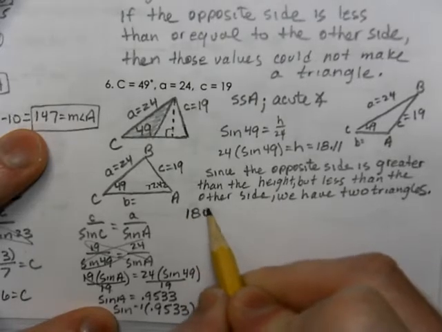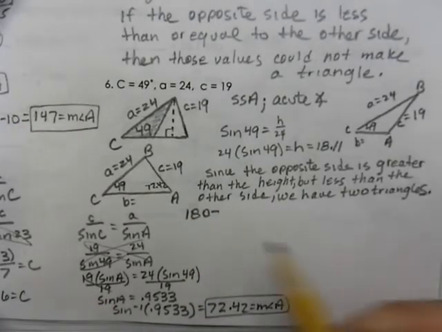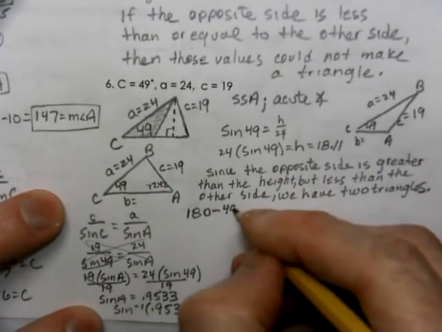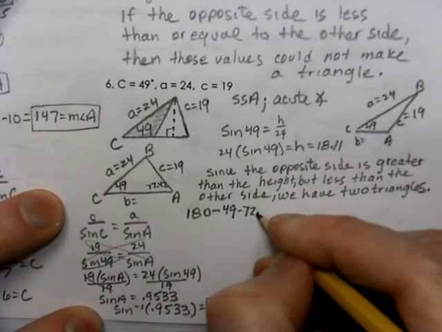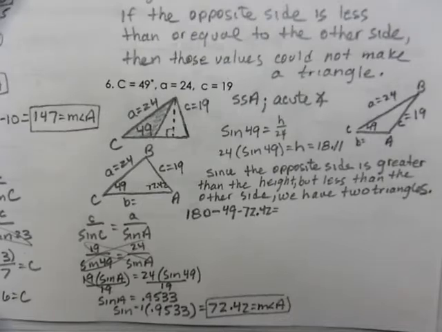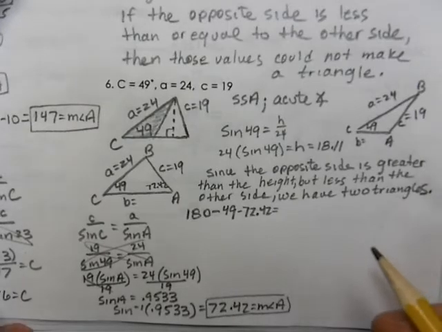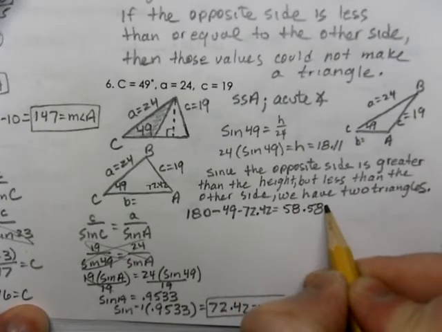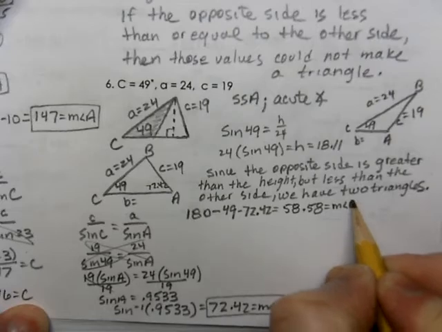So we're going to take 180 and we're going to subtract the 49 and we're going to subtract the 72.42. When we subtract those values out, we're going to come up with 58. That equals the measure of angle B.